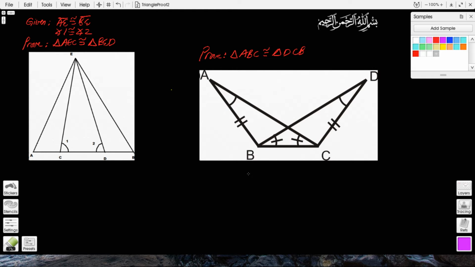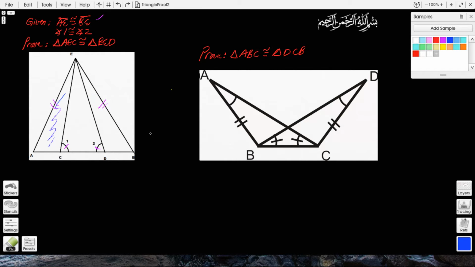The first question on the left says we're given that AE is congruent to BE right here. So let's mark that AE is congruent to BE over here. And then we're given angle 1 is congruent to angle 2, which is already marked in the diagram. And we're asked to prove that triangle AEC is congruent to BED. That's that triangle over there.